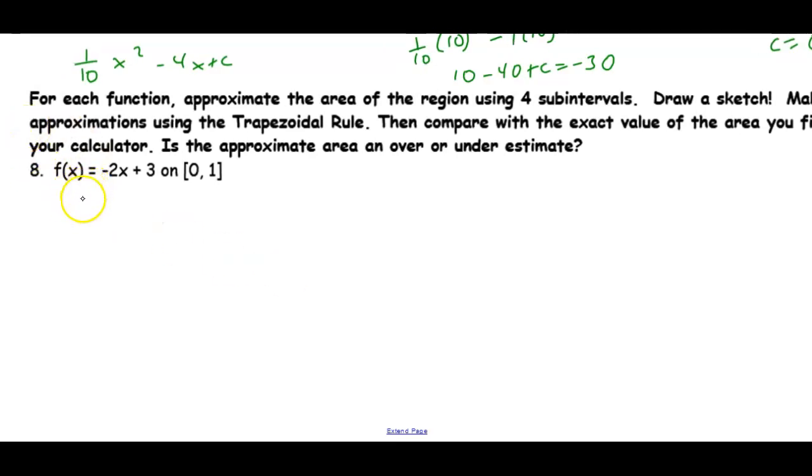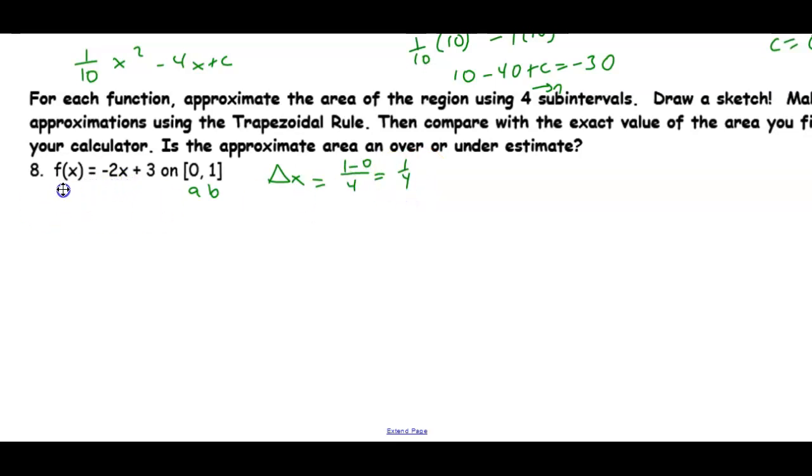So what we first need to do, I'm gonna find delta x first. And the reason I like to find delta x first is because, again, this is the width of each trapezoid. This is how wide each trapezoid is. So remember, you got to do b minus a over n. All right, so I'm going to do 1 minus 0 over 4, and that's 1/4. So that tells me each trapezoid is going to be 1/4 wide.